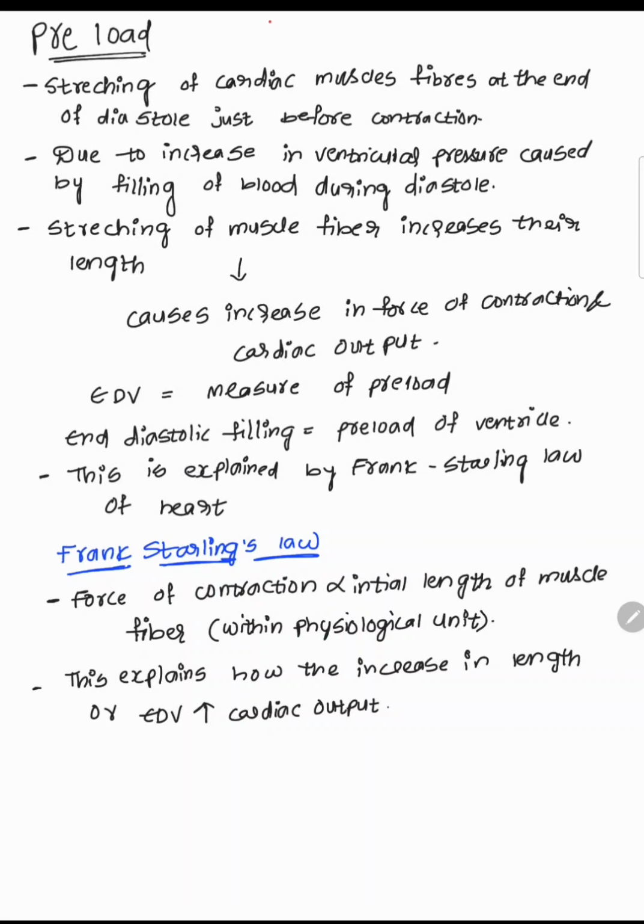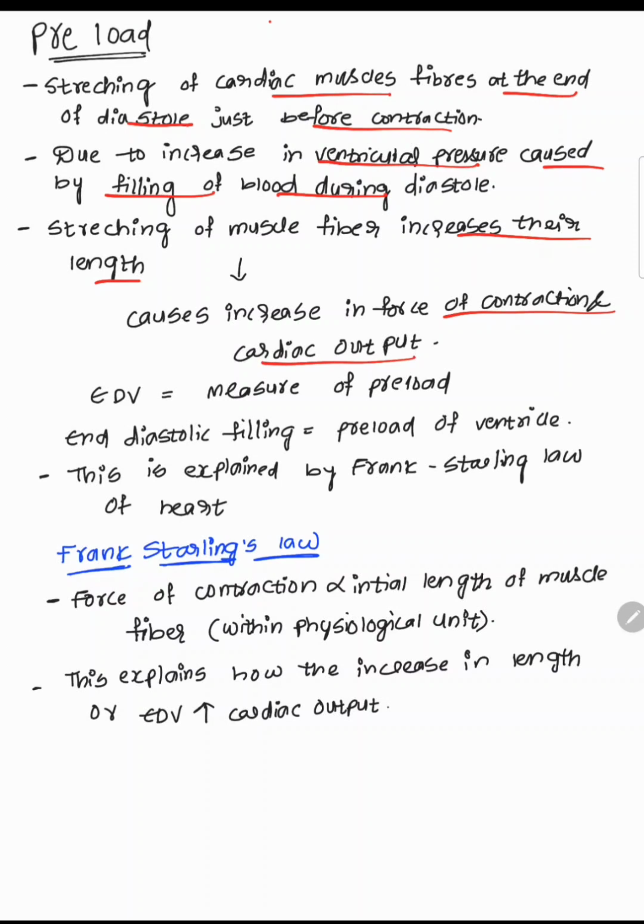See, preload. What is preload? Stretching of cardiac muscle fibers at the end of diastole just before contraction. How much the cardiac muscle fibers stretch at the end of diastole, not after the contraction, but just before the contraction, is called the preload. Due to increase in ventricular pressure caused by filling of blood during diastole, stretching of muscle fiber increases their length, causing increase in force of contraction and cardiac output.